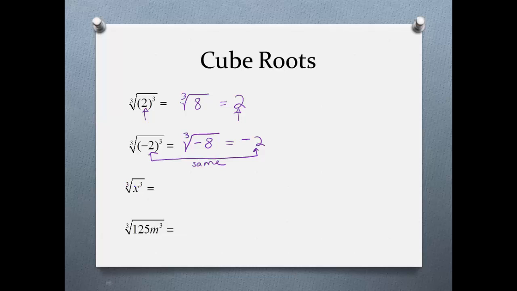So for the cube root of x cubed, this index and this exponent are going to undo each other and just leave me with x. Here, the cube root of 125 m cubed, that's actually the cube root of 5 to the third power, and then you have the m to the third power. This index is going to undo all of those exponents and just leave me with 5m. And again, because this is a cube root, or an odd root, I don't have to worry about putting absolute values.